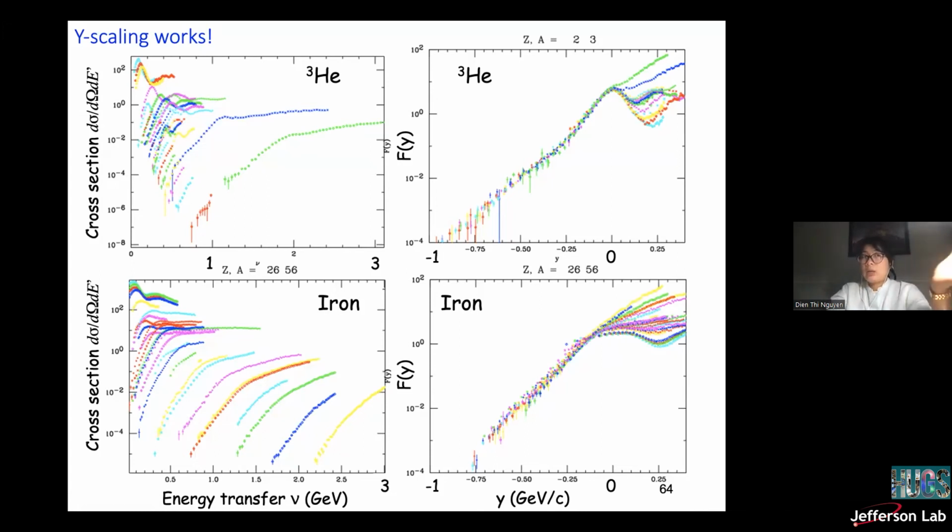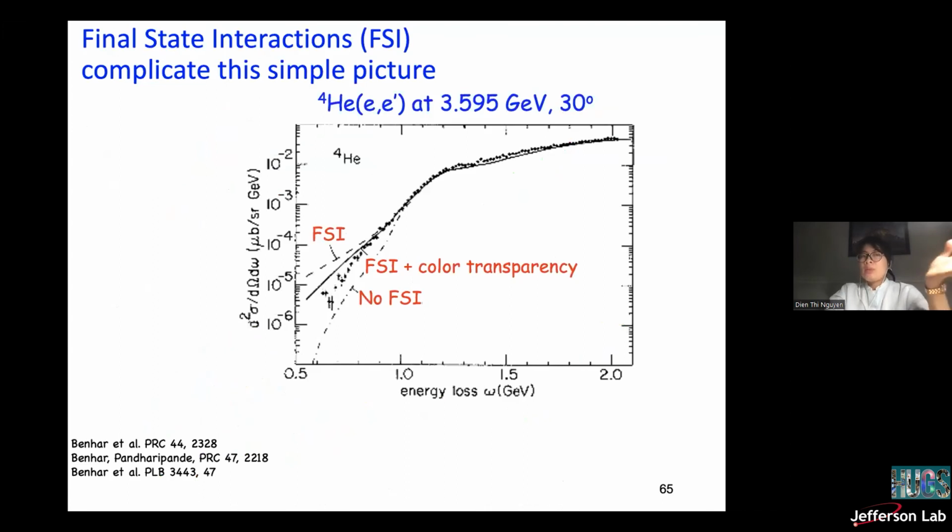The y scaling works, but it also has its limitation because it does not include many different effects, especially one of the big ones, the final state interaction. So this one shows the cross section as a function of transfer energy. This is the delta, and they present the different calculations with and without the final state interaction. So there is still quite a lot.